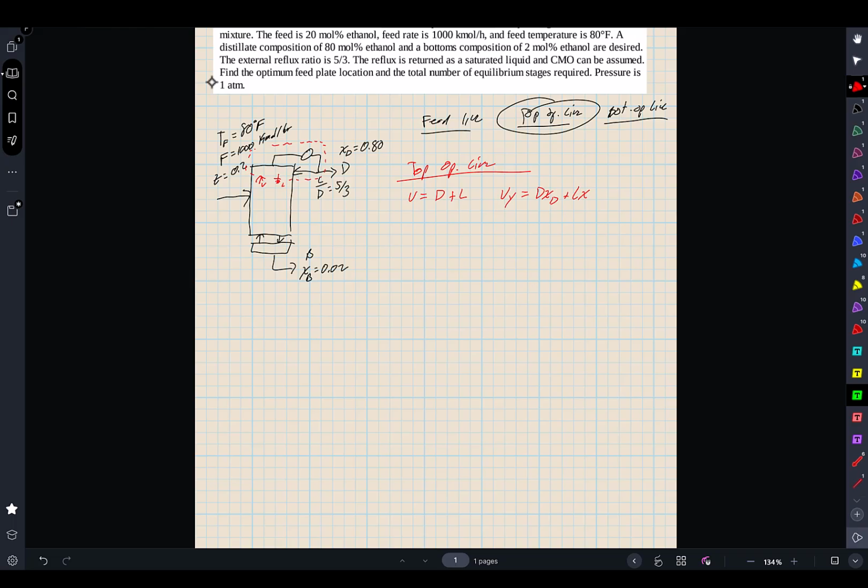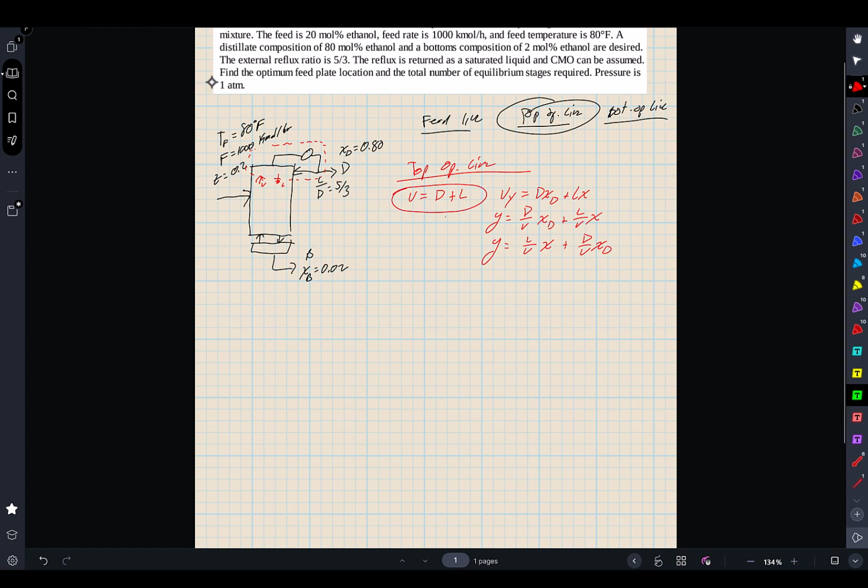Okay. From there, solving for y, we can say y is equal to D over V xD plus L over V x. Rearranging this, we can say that y is equal to L over V times x plus D over V xD. Okay. From there, we can figure out, we can plug in for either our D or our V or our L with our equation right here.